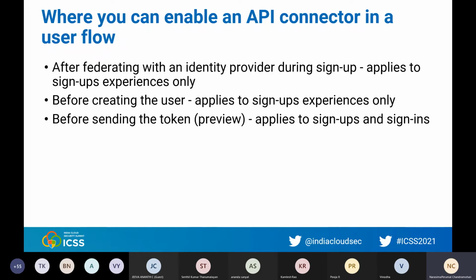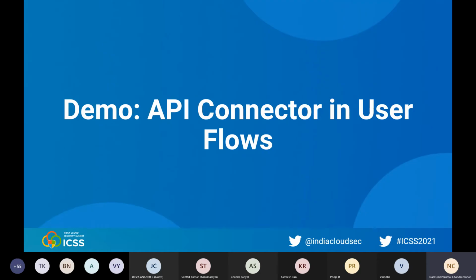So one place is just before the user is going to be created, where you can enable or integrate the API connector. Similarly, if you are going to use a federated identity provider for sign up, like Facebook, Gmail, LinkedIn, Twitter, whatever it is, there also you can enable this API connector. And currently, this feature, just before sending the token to your applications for sign in and sign up action, is in preview. Now let's jump on to the demo for the API connector.